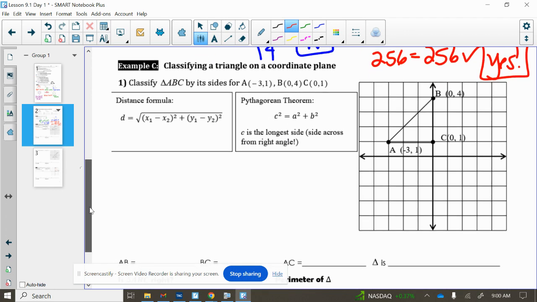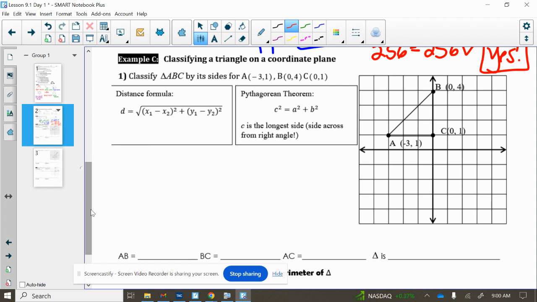Now the next part is we want to classify our sides based on a picture we see on a graph. So reminder, when we are looking for side lengths, for instance, from B to C, we can just count. Since this is vertical, B to C is just 3 units, and then A to C is also just 3 units. But to find the length from A to B, we have 2 options.